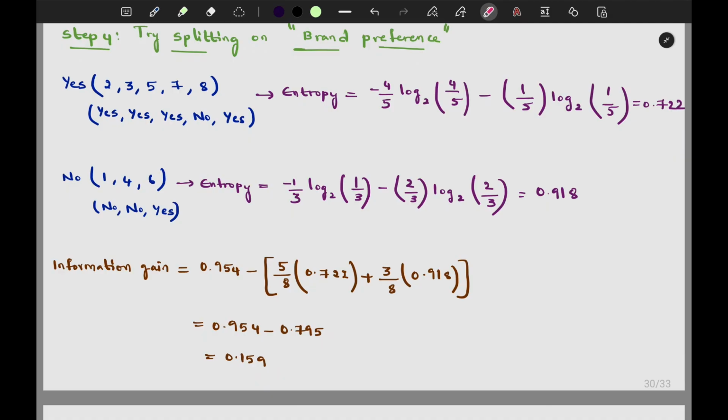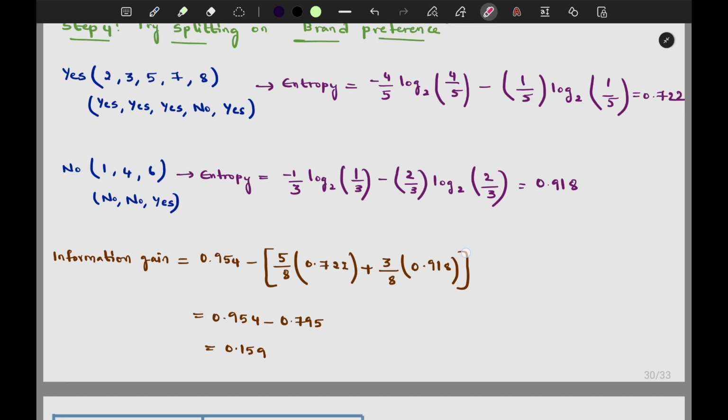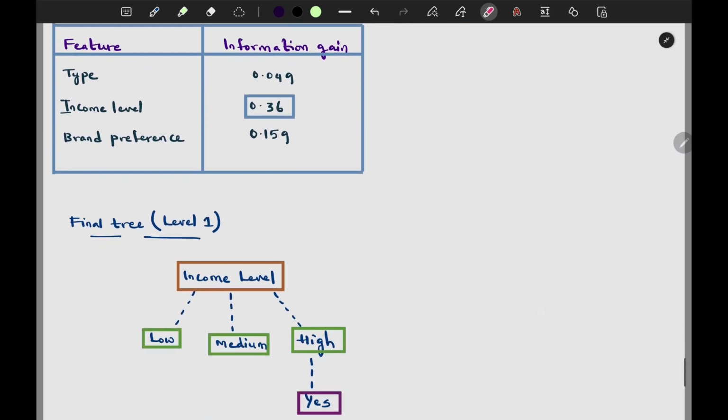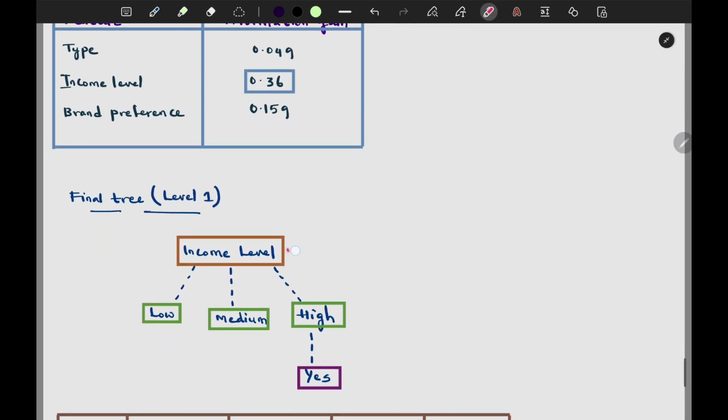So I have calculated the information gain for all the features which are available in our dataset. I just made a note of this. For the feature type, either student or professional, I'm having 0.049. For the income level, I'm having 0.36. And for the brand preference, I'm having 0.159. So out of these three, 0.36 is the highest value. Correct? So that is why this is my level 1 decision tree, which will start with the income level as the root node because of the highest information gain. So once I get the income level here, I'm having different things like low, medium or high.